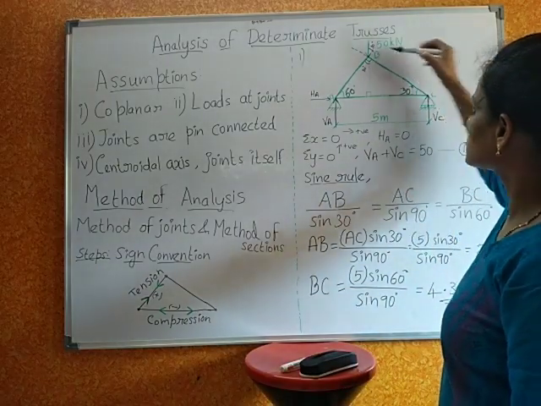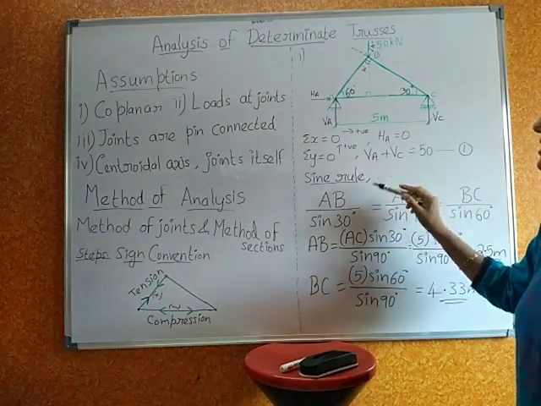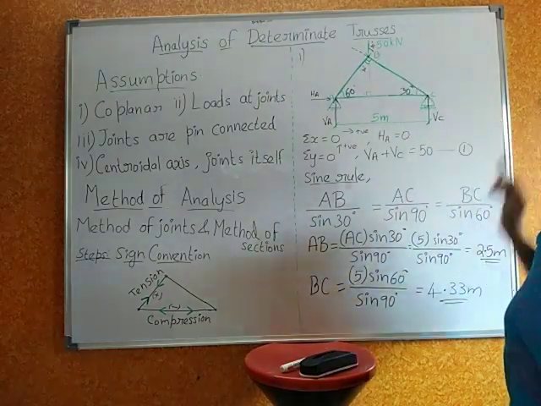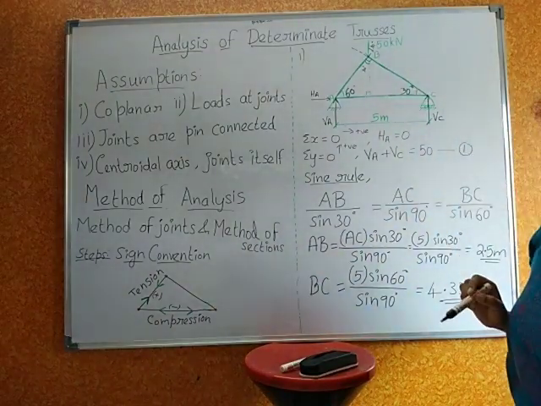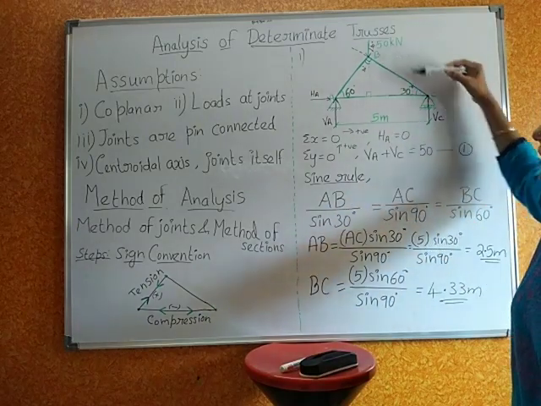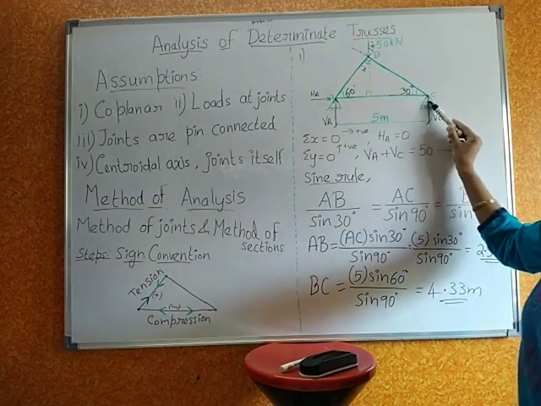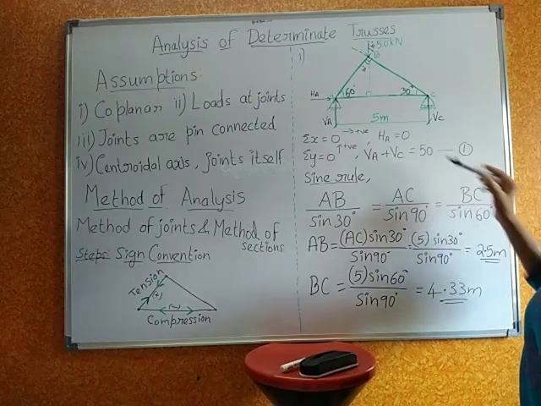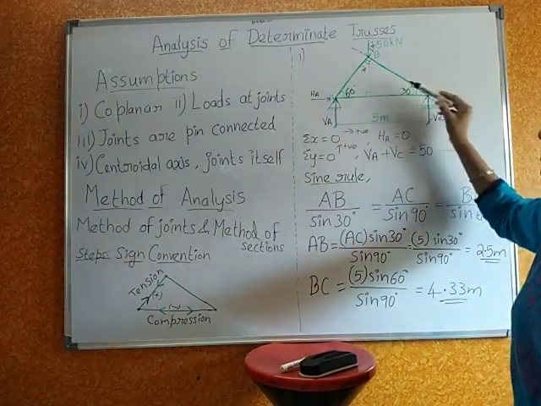Next, to find these distances, we have the sine rule. The sine rule is that a distance divided by the sine of the opposite angle is equal for all the sides. So just write down: AB divided by sine of 30 degree is equal to AC divided by sine of 90, so sine 90, which is equal to BC divided by sine of 60.